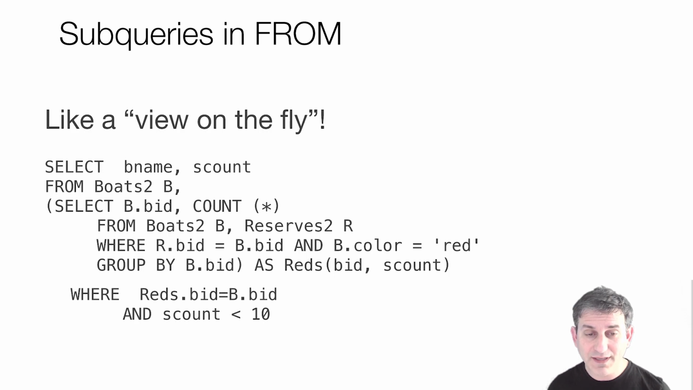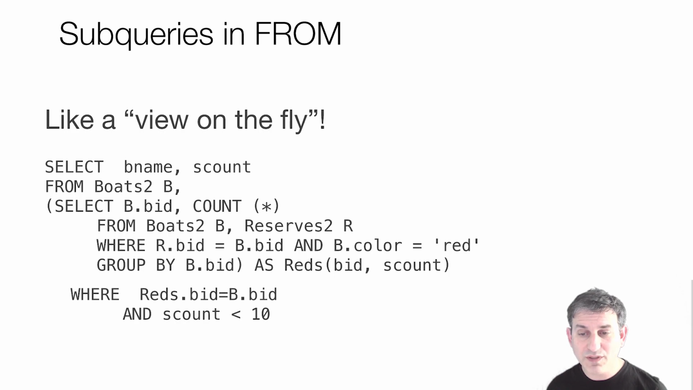But at the end of that parenthesized subquery, we give it an alias, reds, and then we give the columns of the output of reds aliases too, BID and scount. So what this query is going to do is join boats against the results of the subquery where reds.bid, which is the results of the subquery, equals b.bid. So we're joining the subquery with the boats table such that scount, which again comes from the subquery, is less than 10. And if we look inside this subquery, we can see what it's doing.